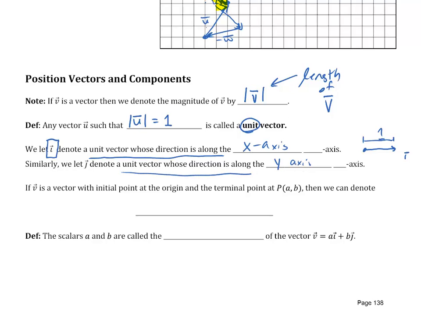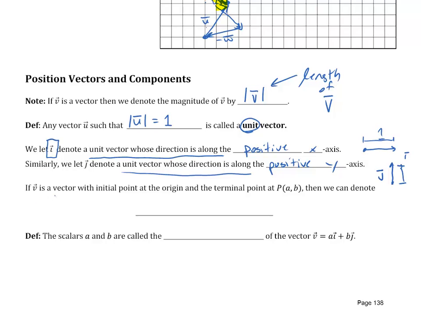I'm sorry, let's fix a couple things here. Positive x-axis and positive y-axis. So the vector going straight up, whose length is 1, is called j.